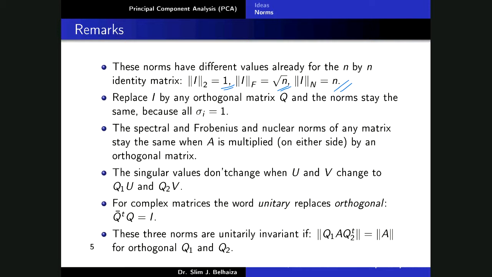So you can also multiply by any orthogonal matrix, and the norms will stay the same, which is a quite important property we'll see with orthogonal matrices.